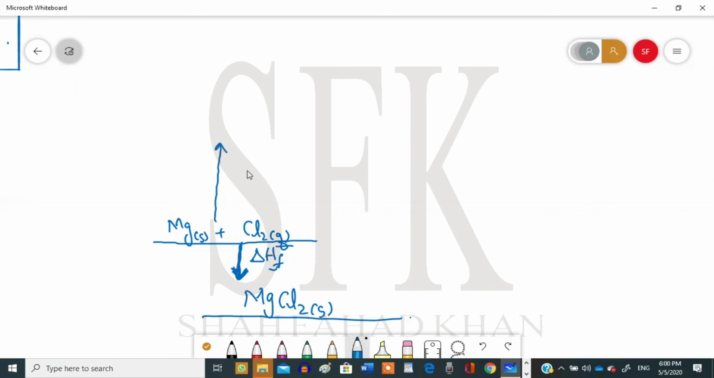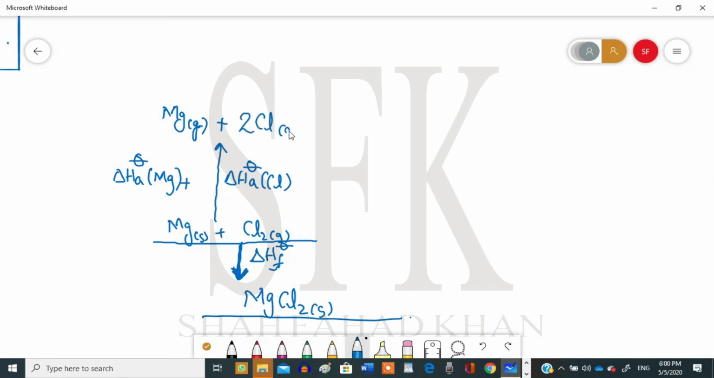You can show them by a single arrow as well, but the labeling must be correct: enthalpy change of atomization of magnesium plus enthalpy change of atomization of chlorine. If they've asked for the standard, the standard sign must also be labeled over here. When both of them are atomized, they form a magnesium gaseous atom and two atoms of chlorine. So this is actually going to be twice the enthalpy change of atomization of chlorine. This is something you should be careful about.